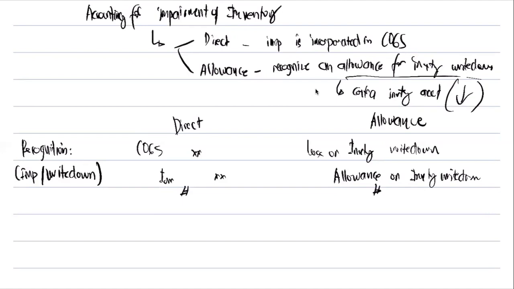In your direct method, it is directly added to the cost of goods sold, while in your allowance method, it is added to your loss on inventory write-down. Later, we will discuss what is the effect of a loss on inventory write-down.